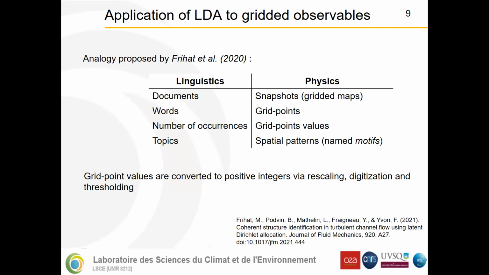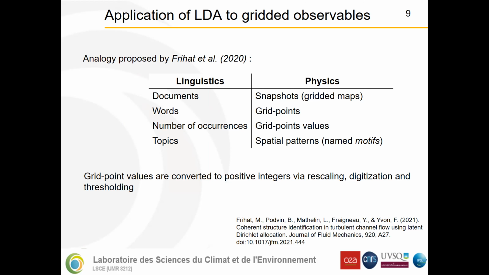So now, how is it done in physics? The analogy has been proposed in this paper, and in linguistics we have documents. Now in physics, imagine that we have a long data series of maps. So we have snapshots, single maps.